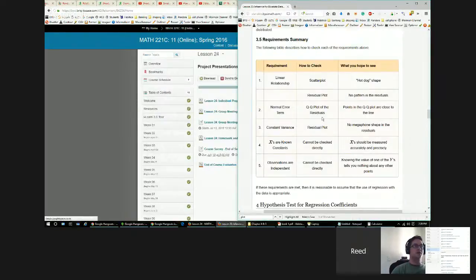Okay. So I was looking up the QQ plot section under 3.5 requirement summary.